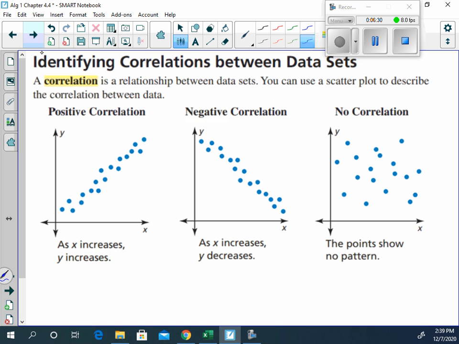Now, correlation is a relationship between the sets of data. We can have three different types. We can have a positive correlation, a negative correlation, and no correlation. What we consider positive is if it's going up and the points are close together. We can draw a line and all the points stay closely around the line. A negative correlation, again, the points are staying pretty much close together. If we draw a straight line, it's going down.